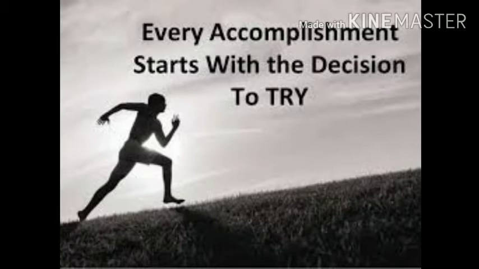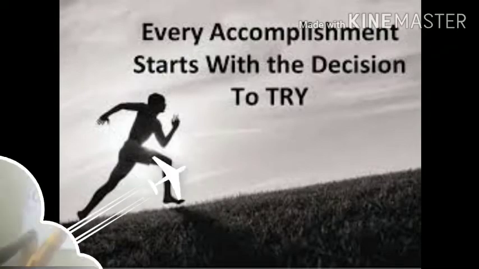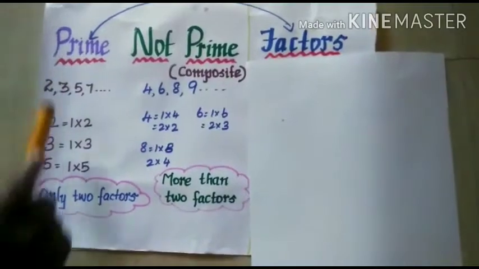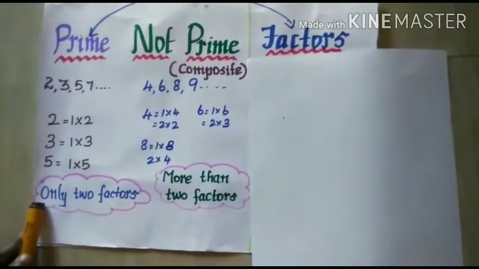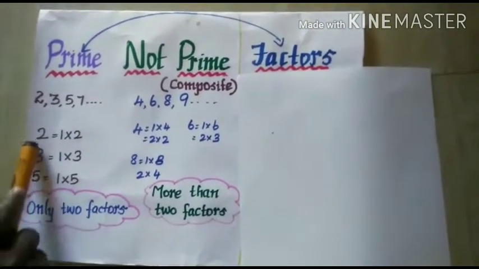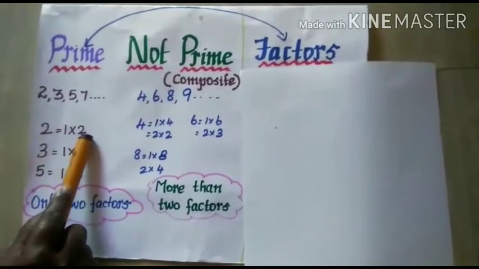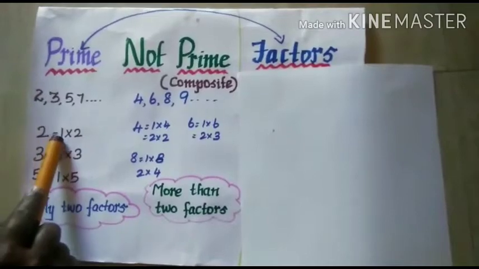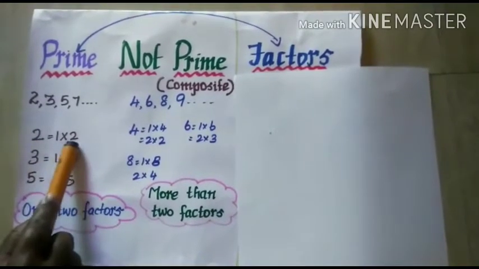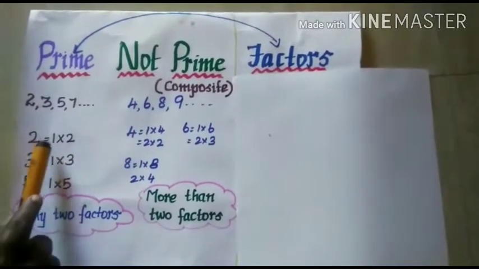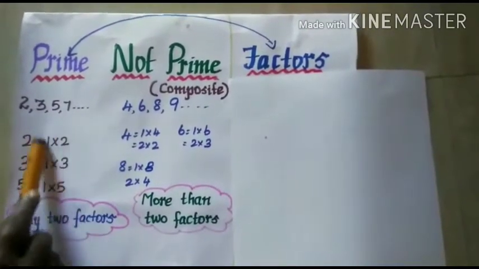Today, before going to the topic, let us recall the concept of prime and composite numbers. Children, what do you mean by prime number? Prime number is a number which has only two factors. For example, if we take 2, 2 can be written as 1 into 2. And that means it will be divisible by 1 and divisible by 2, and it will not be divisible by any other table. So here you look, only two factors.